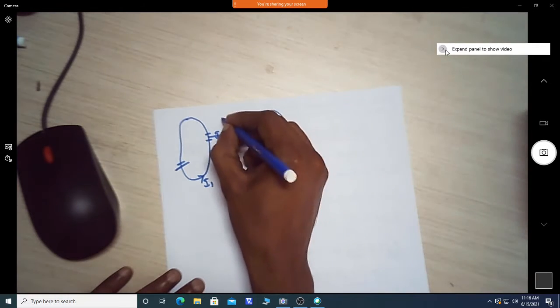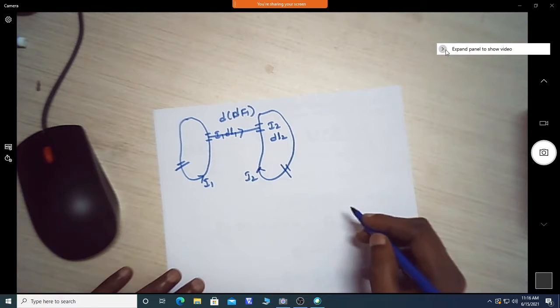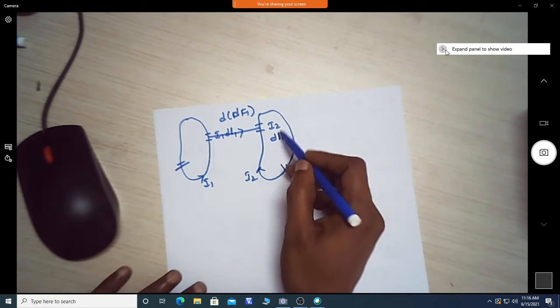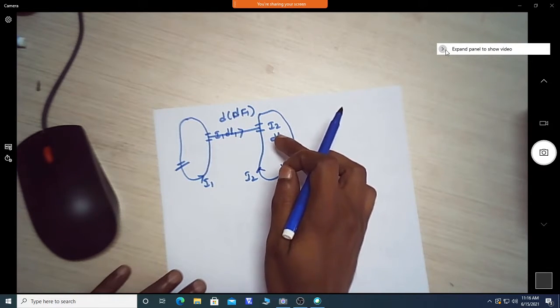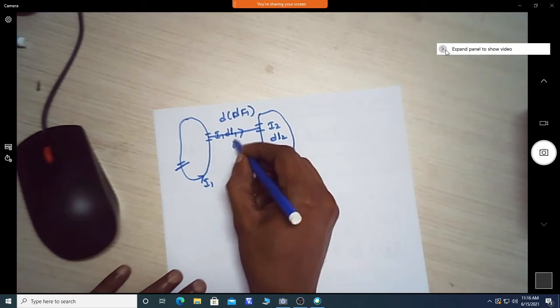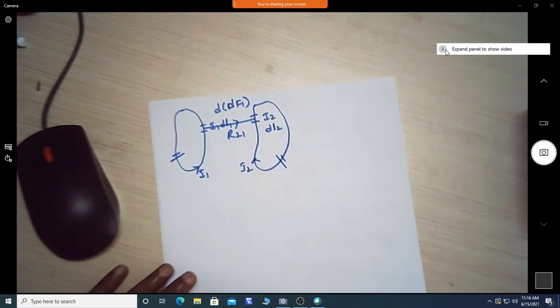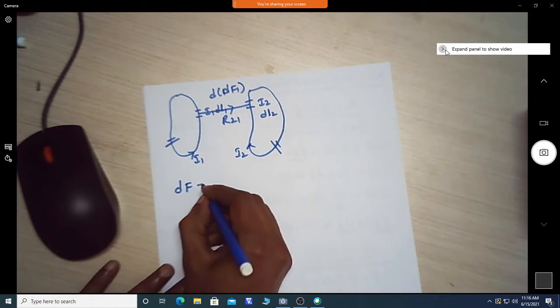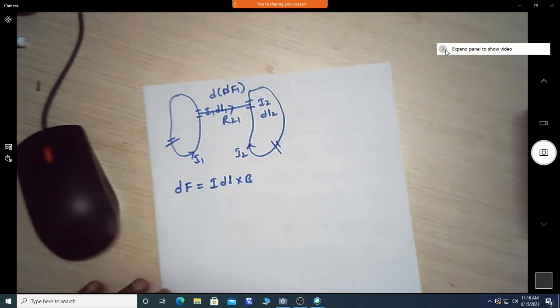What is the differential force exerted between these two current elements, the force exerted by current element 2 on 1, or by 1 on 2? Now let us take this distance as R21. We already know the equation dF equals I dl cross B from our earlier discussion.